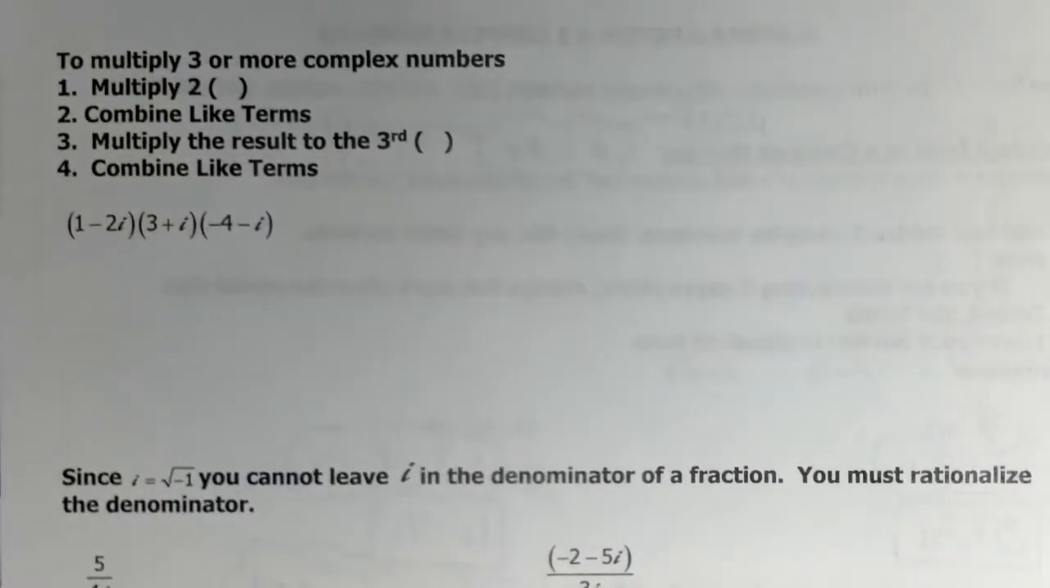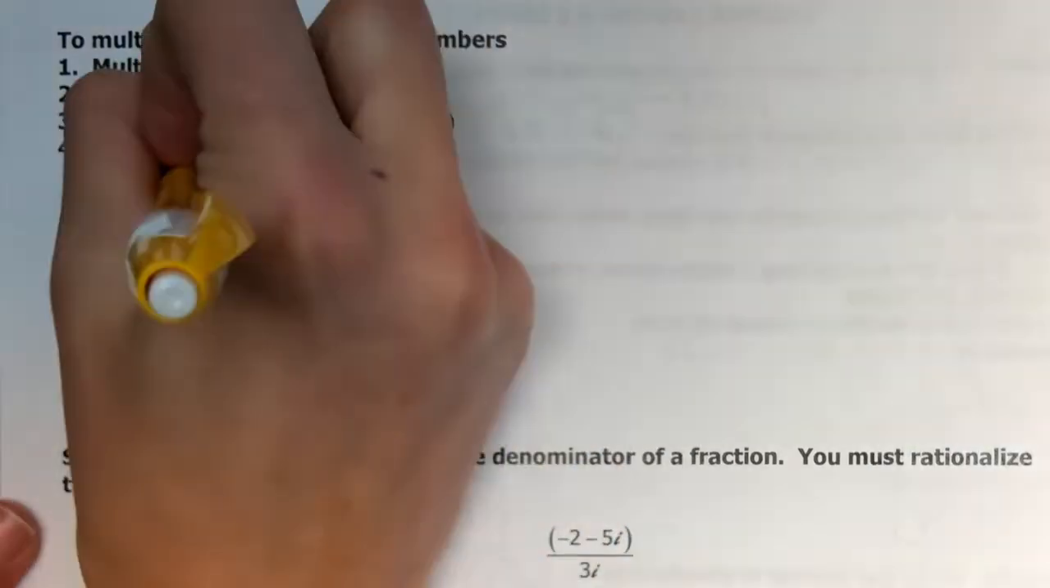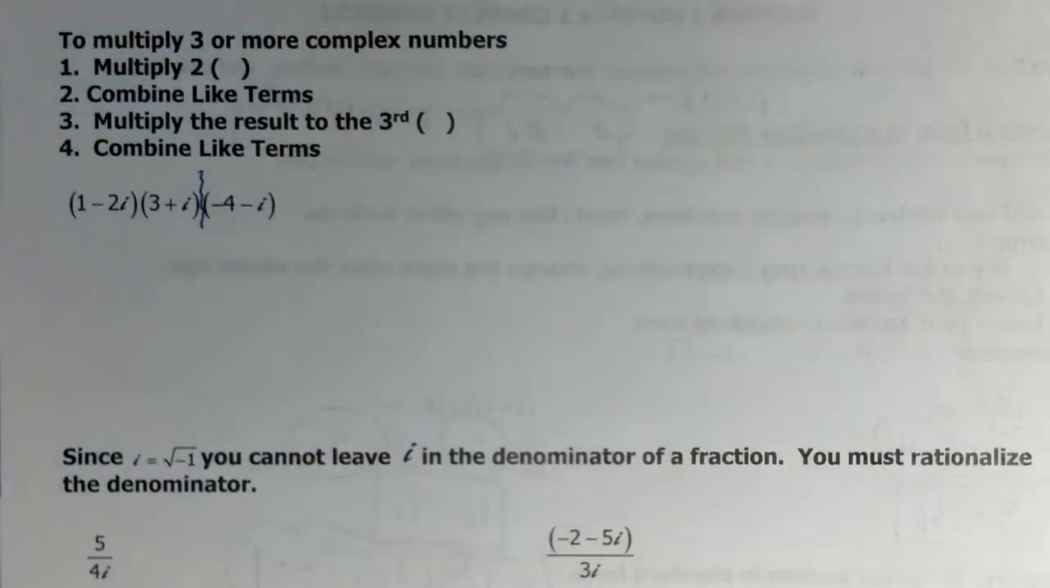I guess because the I part is like a variable. So, okay, what happens whenever you've got multiple sets of parentheses that you're going to multiply? What I would do is just do your first two, get that, and then multiply that by the third. Okay, do it step by step.